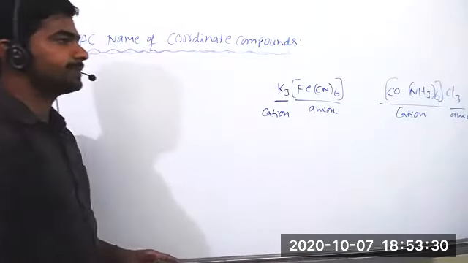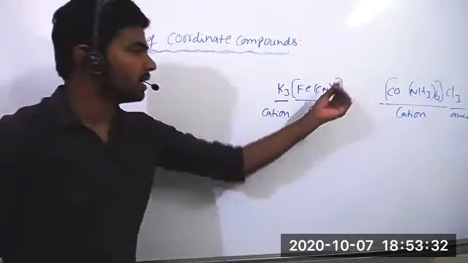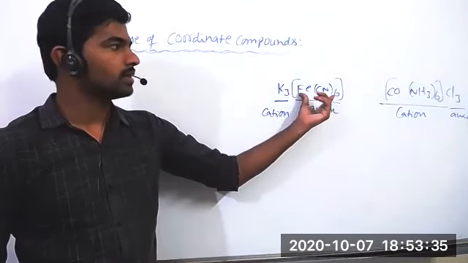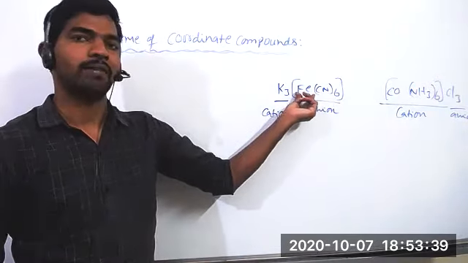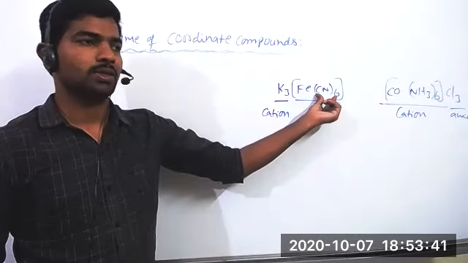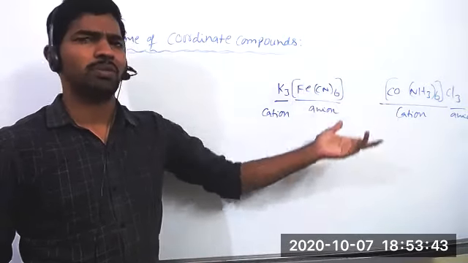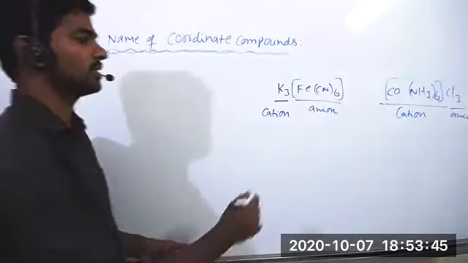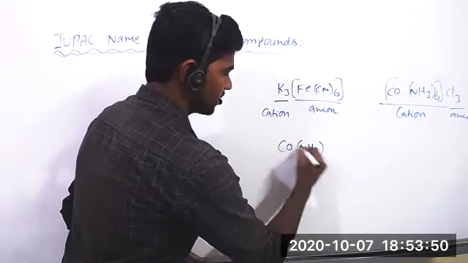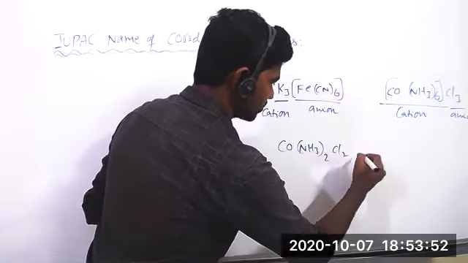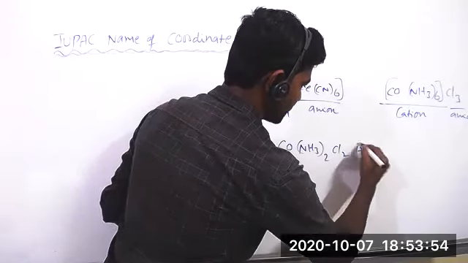The next step is, while writing the name of a complex, first we write the ligand names. Don't write the metal name directly. First we write the ligand names. Suppose two or more types of ligands are there. Suppose NH3 is there as a ligand, here the central metal atom, two chlorines, and H2O also.